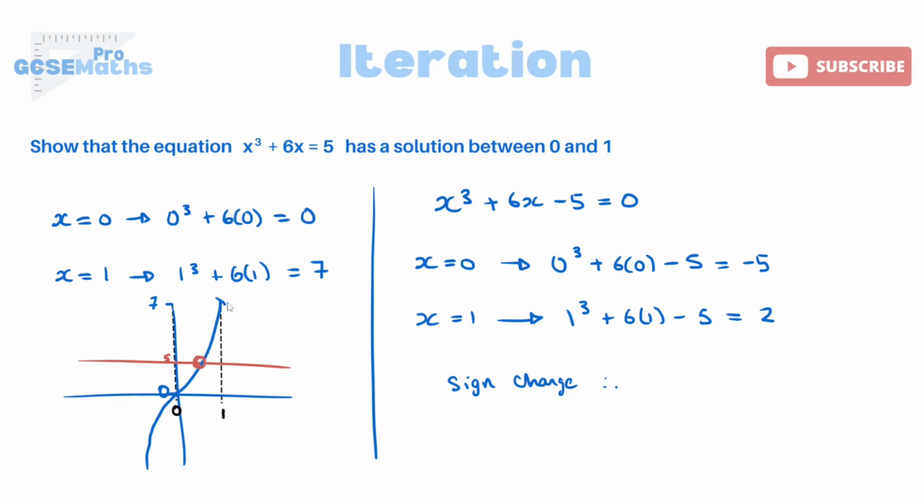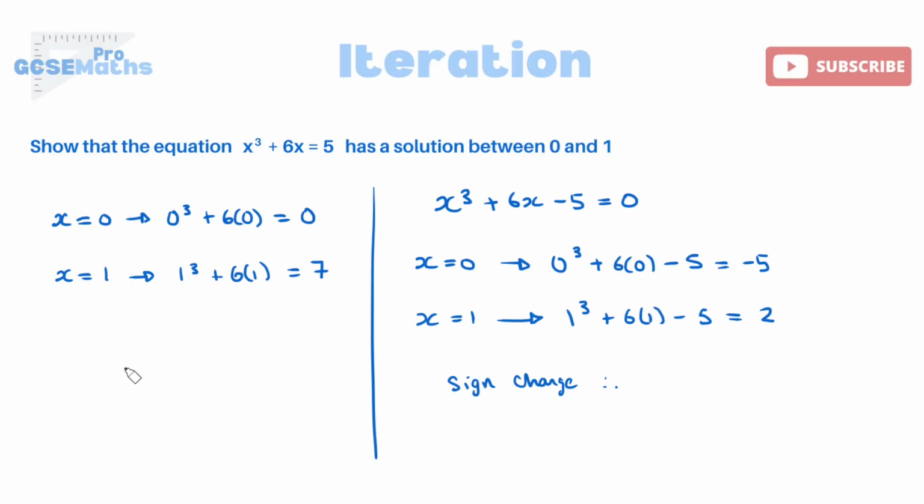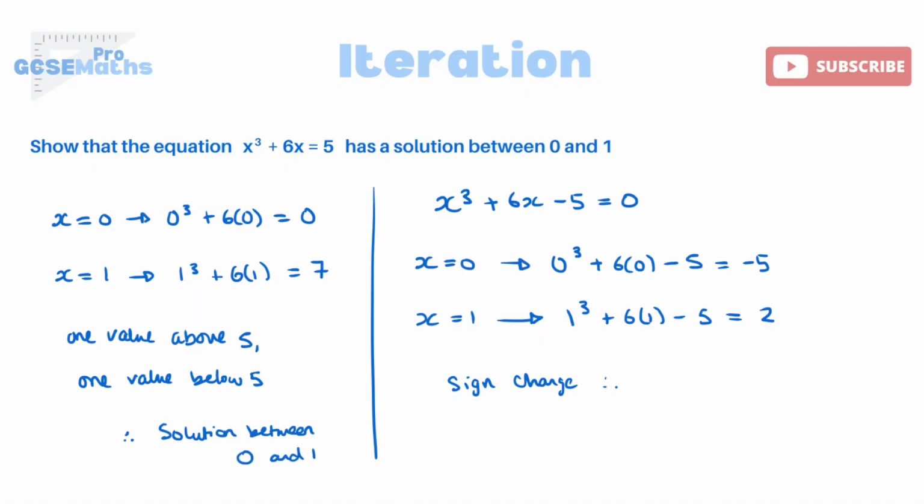Because we've got one coordinate at 7, one coordinate at 0, so how do you get from 7 to 0, or 0 to 7? You have to cross through 5, don't you? No, that's not to scale, but you get the point. It has to cross through the 5. So in that sense, my conclusion is just showing that. I've got one value above 5, I've got one value below 5, therefore, same thing. Solution between 0 and 1. Same thing here, solution between 0 and 1.